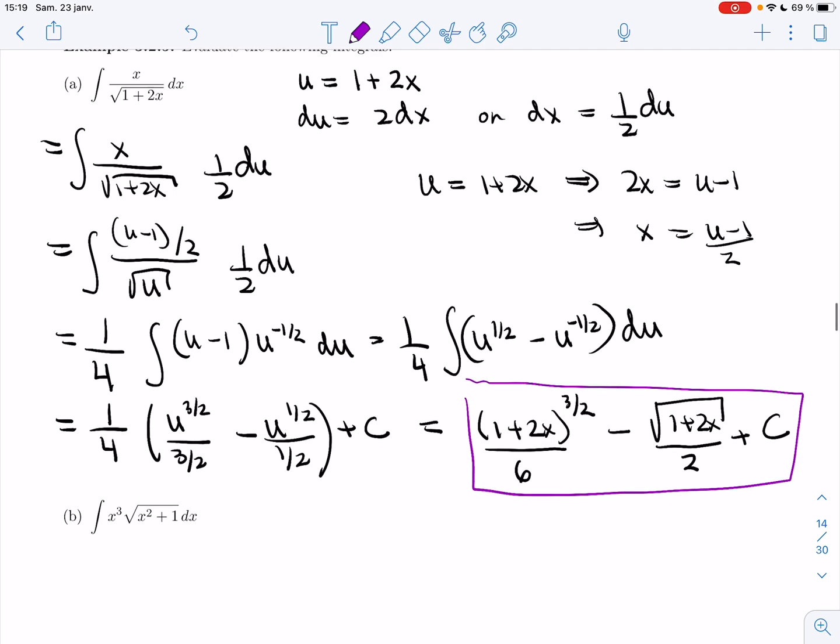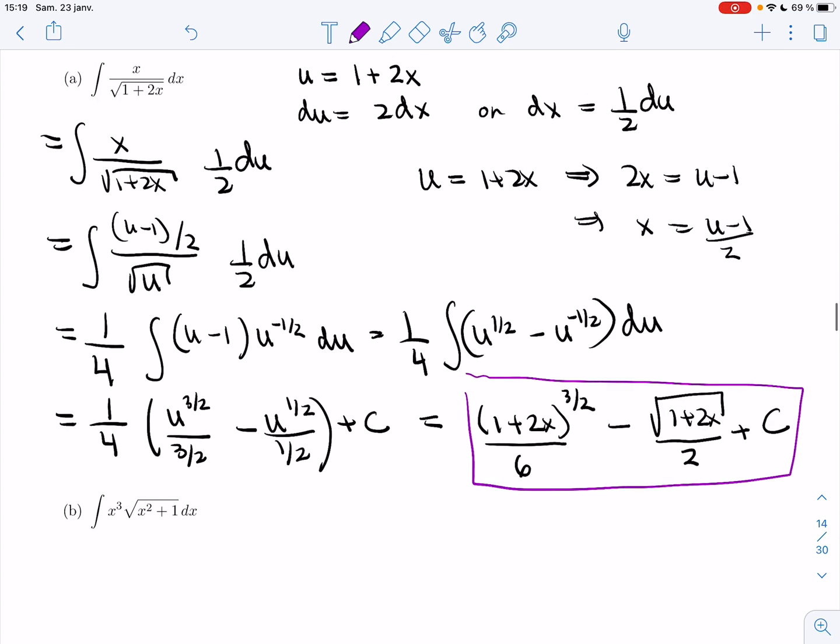All right, let's do one more like this. But notice that it wasn't obvious at this point that it was going to work. I knew how to write this part, but I had a part that wasn't clearly in terms of u, but because u was so simple, I was able to solve for x in it. All right, let's try another one.